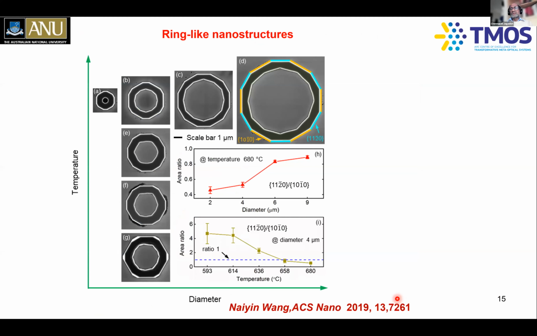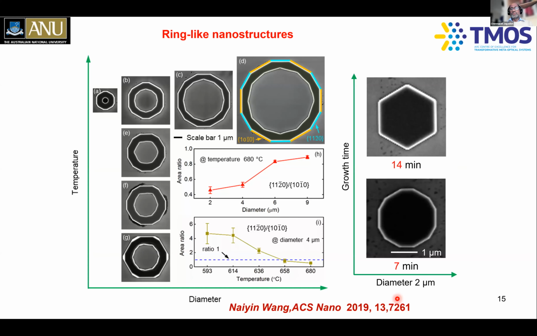So then let's look at the nano rings, for example. We open the rings, what will happen? You can see that you can get these beautiful ring-like structures, again with alternating facets of these two types of facets, which I've shown you here. Again, Nine Wong spent a lot of time optimizing the growth temperature and the size of these nano rings and all these sorts of things, which I will not have time to go into in detail.